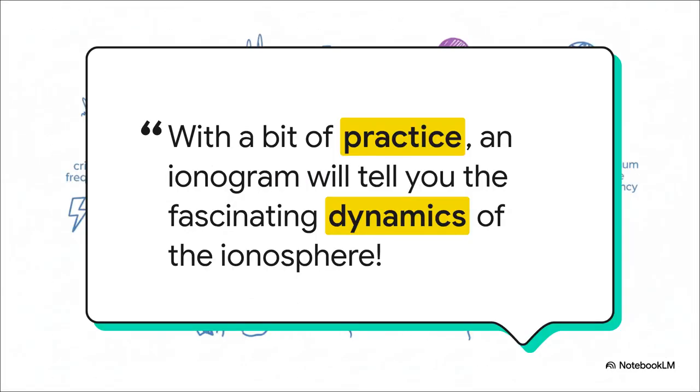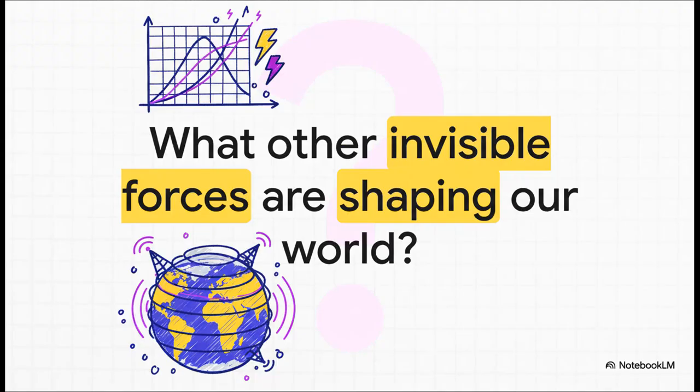And hey, don't worry if this feels like a lot at first. As the original source material puts it, with a bit of practice, an ionogram will tell you more about the fascinating dynamics of the ionosphere. It's a skill you build over time, and soon you'll be turning this complex-looking chart into a seriously powerful tool. It kind of makes you wonder, doesn't it? We've just learned how to read an invisible mirror in the sky that literally shapes how we communicate around the globe. So what other invisible forces are out there, quietly shaping our world every single day in ways we never even notice?